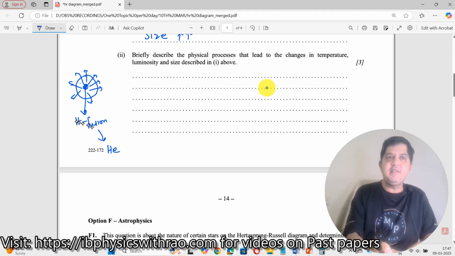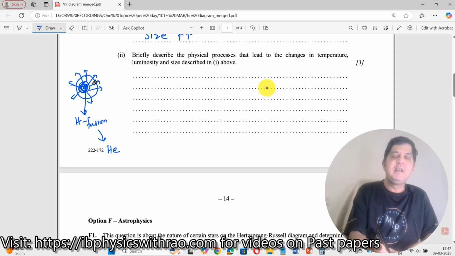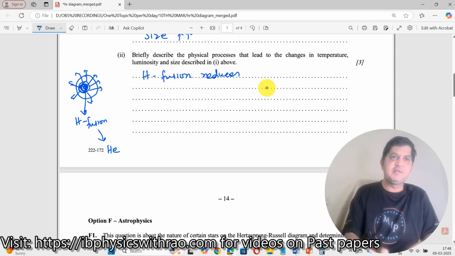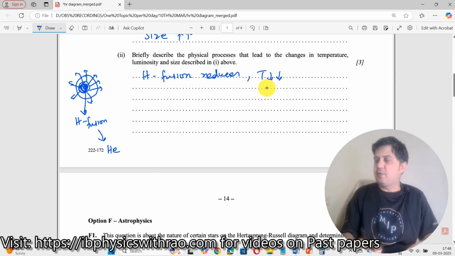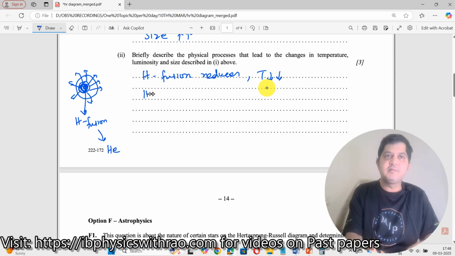Now, when hydrogen fusion leads to helium, that means all the hydrogen is getting converted into helium. That means the core is becoming more massive, and the energies are all being thrown out. When this becomes more massive, there's a pull which is being seen over here. So, in other words, hydrogen fusion reduces. When hydrogen fusion reduces, what happens to temperature? Temperature also reduces. And when the temperature reduces, then what happens? So helium is being produced.